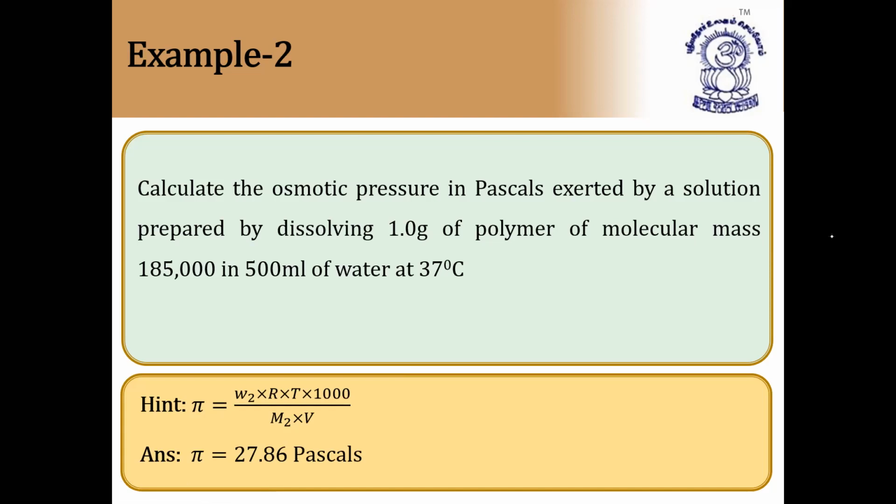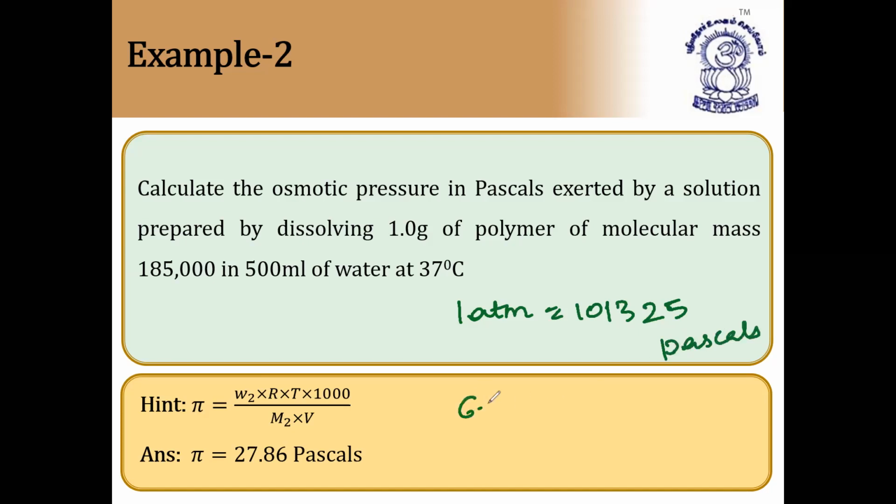1 atmosphere in pascals is 101325 pascals. Write down here: 1 atmosphere is equal to 101325 pascals. So since we got how many atmospheres? 0.0064, that is 6.4 into 10 to the power of minus 3.